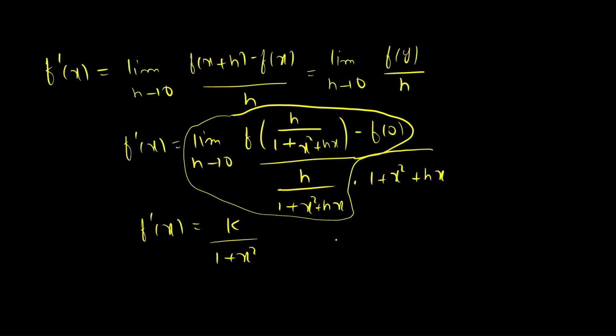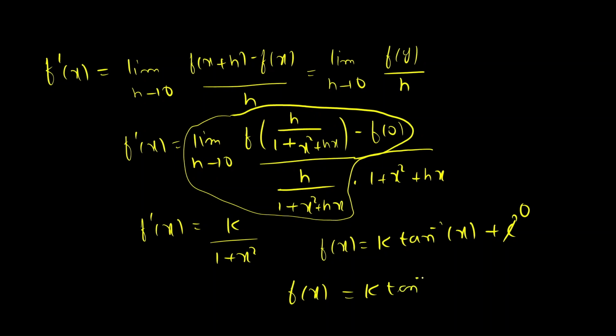If I integrate on both sides, we can see that we get f of x is equal to k times tan inverse x plus a constant. If I substitute x equal to 0, since we know that f of 0 is 0, this constant will go to 0. And our final solution is f of x is equal to k times tan inverse of x. This is our final answer.